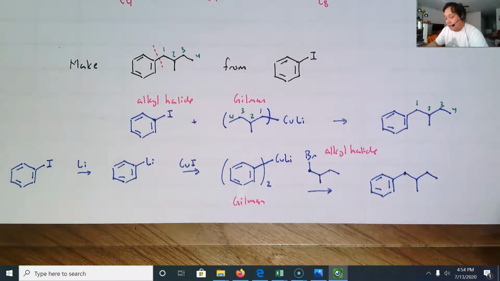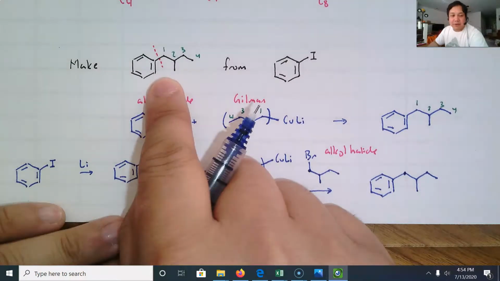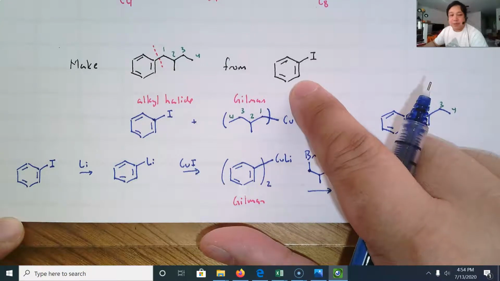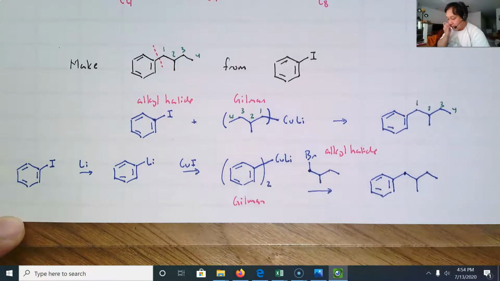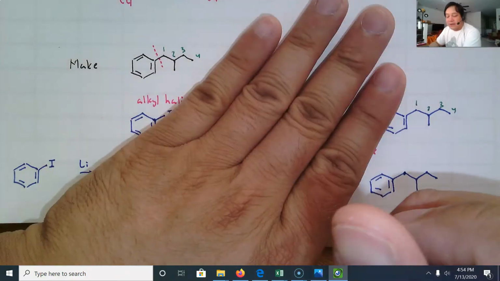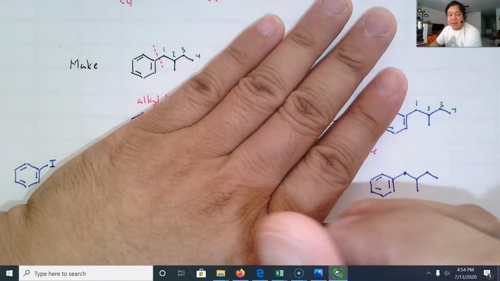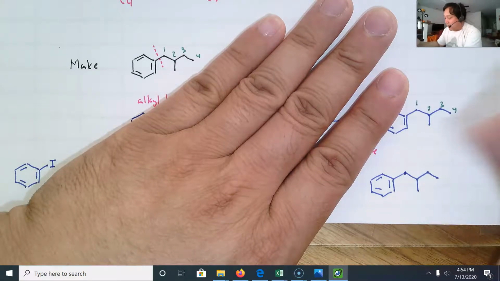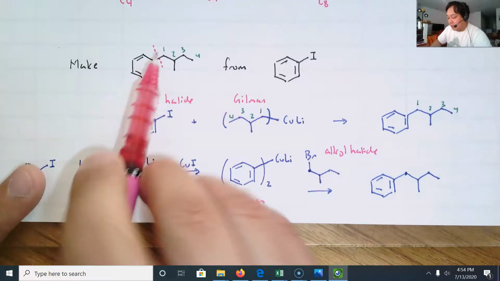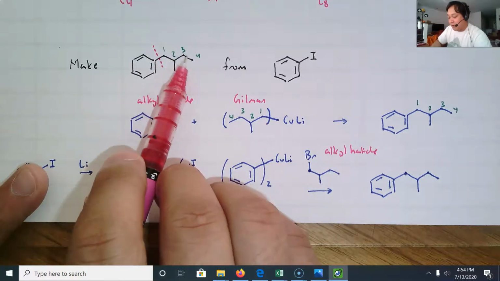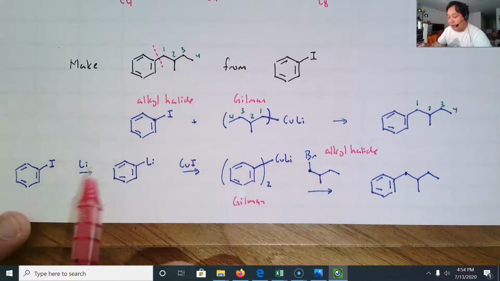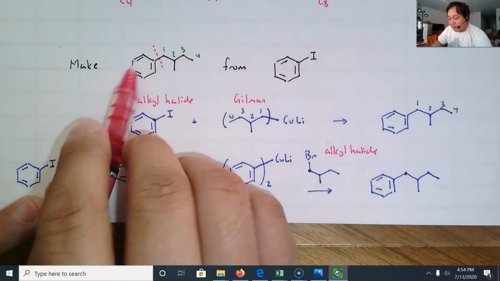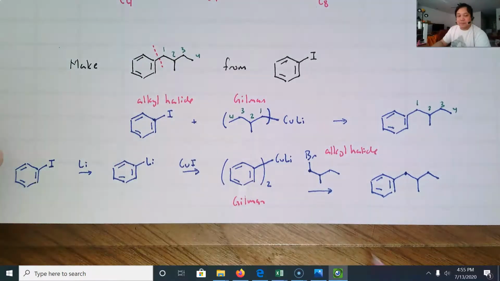So for this molecule, I have now two different ways, but both ways are still using my iodobenzene. Now, if I didn't have to use that and the test asked, make this via any Gilman alkyl halide combination, I could make the bond between 1 and 2, make the bond between 2 and 3, make the bond between 3 and 4. Any carbon-carbon bond, except obviously the carbon-carbon double bond, right? You're making a single bond.